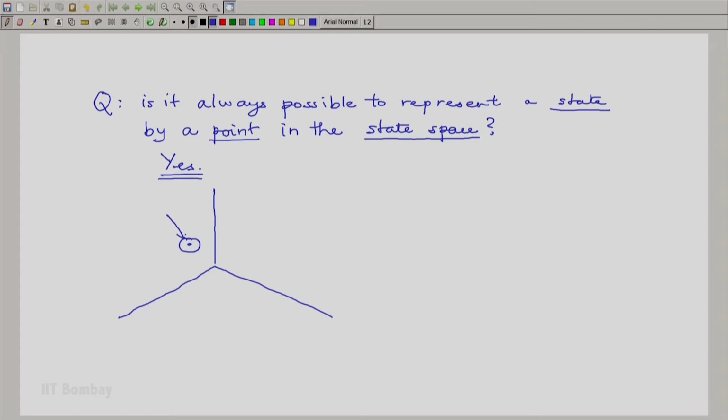This is the state, this point, and we could have the three coordinates, say for example pressure, mass, temperature. This is only for illustration. Depending on the system and the type of relevant properties, the coordinates will change. They could be 2, they could be 3, they could be more.